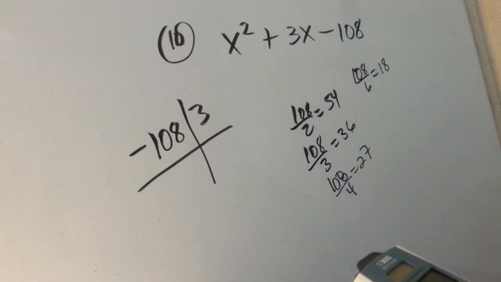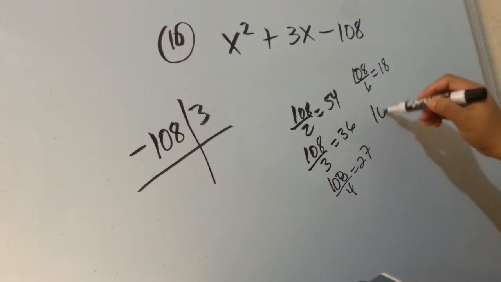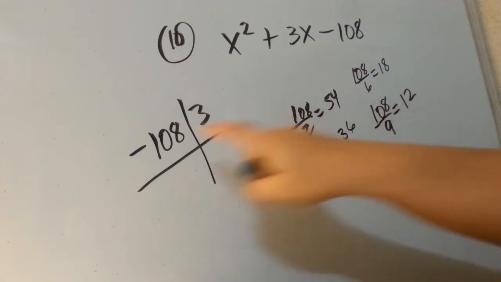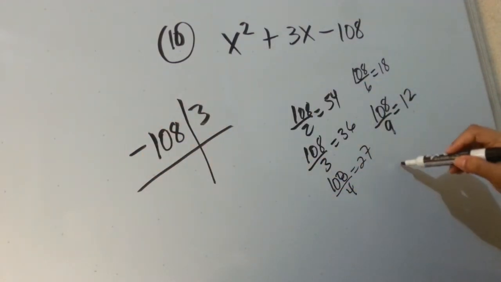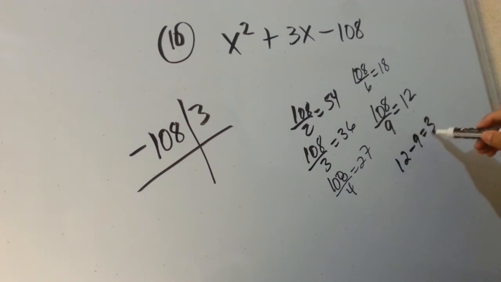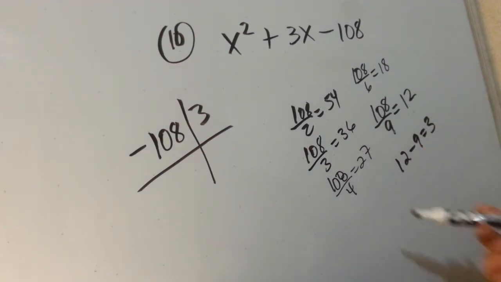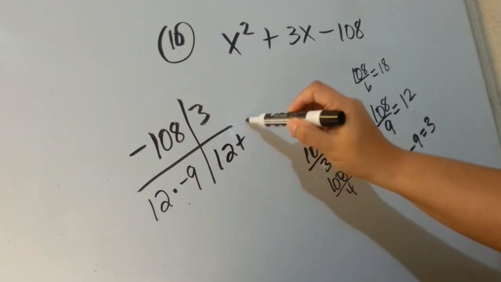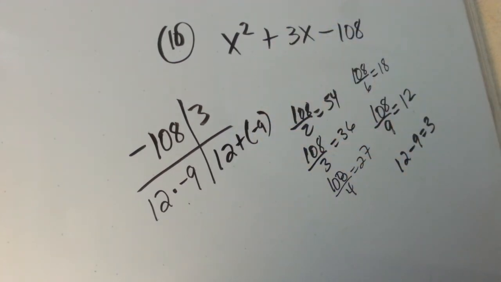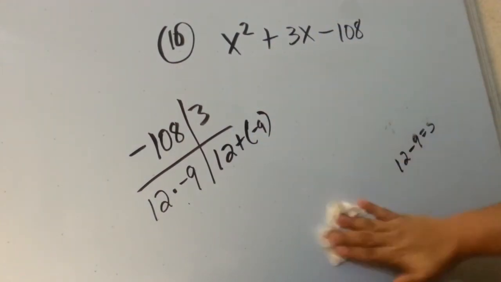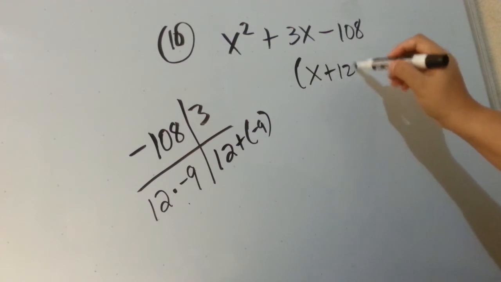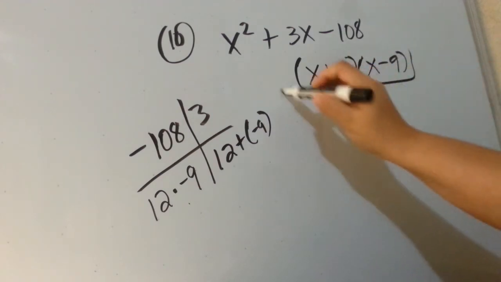108 divided by 7, nope. 108 divided by 8, nope. 108 divided by 9 gives you 12. Well, one of these has to be negative and one of them has to be positive for this to happen, right? So 12 minus 9 is 3. So the 9 has to be negative. So 12 times a negative 9 gives you negative 108. 12 plus a negative 9 gives you the positive 3. So then you'll have, because this is case 1, remember the leading coefficient is 1, you're done. So this is x plus 12 times x minus 9. Okay.